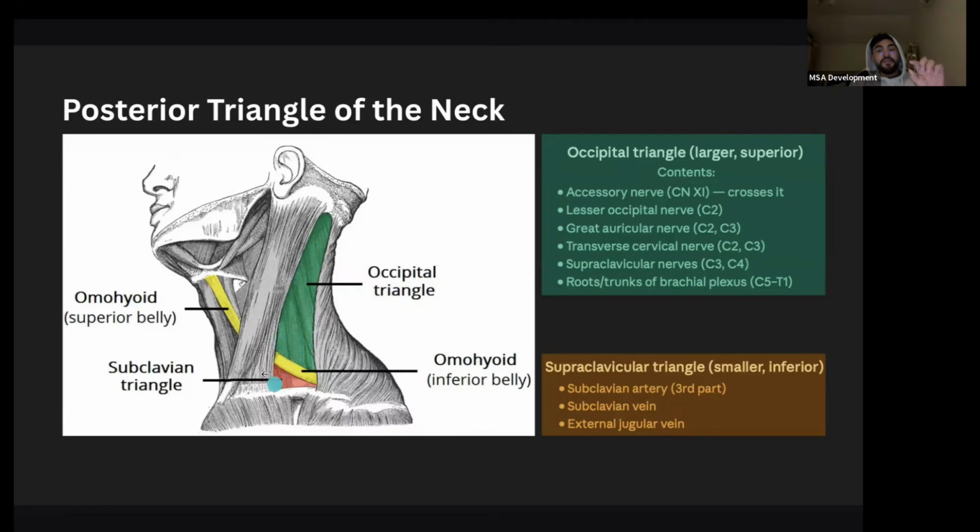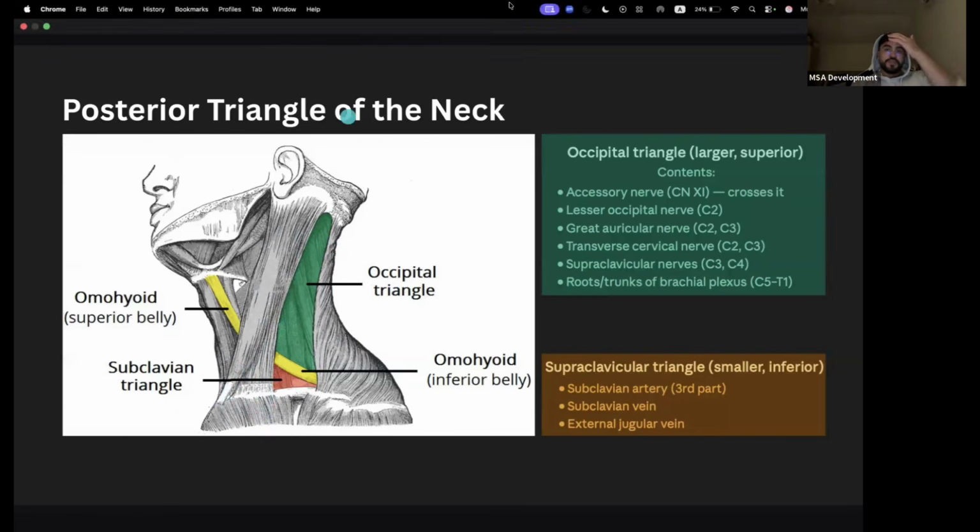All right. And within the supraclavicular triangle, which sits right here, by the way, they interchange the names. It could be called subclavian or it could be called supraclavicular. I like to call it subclavian. Why? Because it's going to make me easily remember the contents, which is going to be the subclavian artery, subclavian vein, and the external jugular vein. So anything that's nerve related to the posterior triangle of the neck is going to be within the occipital triangle, and anything that's related to vasculature, vessels, is going to be within the subclavian or the supraclavicular triangle.